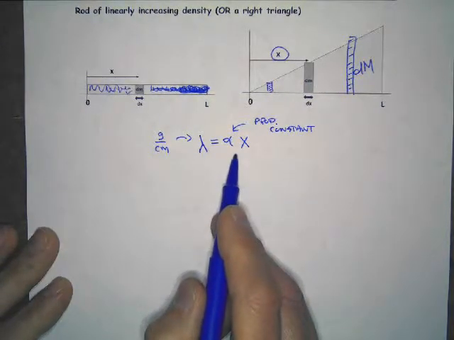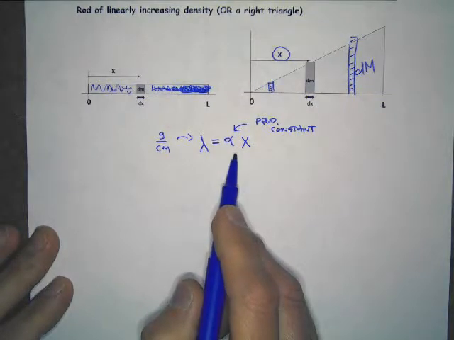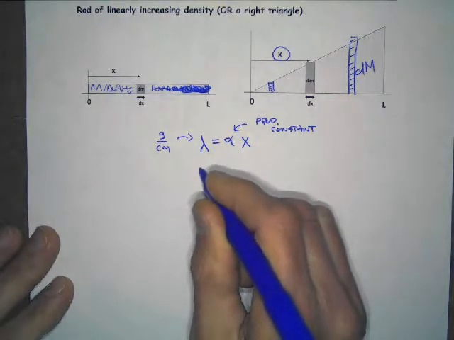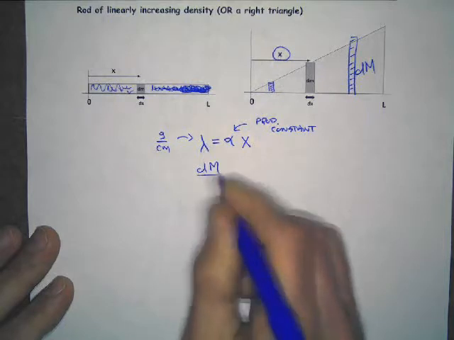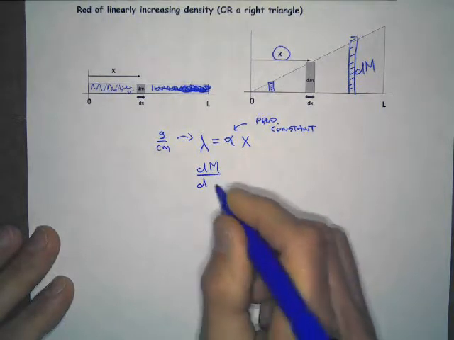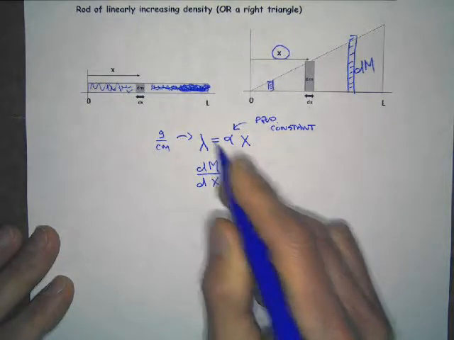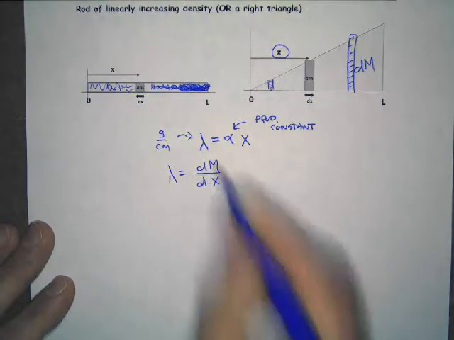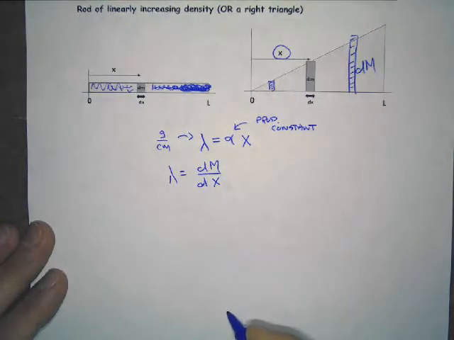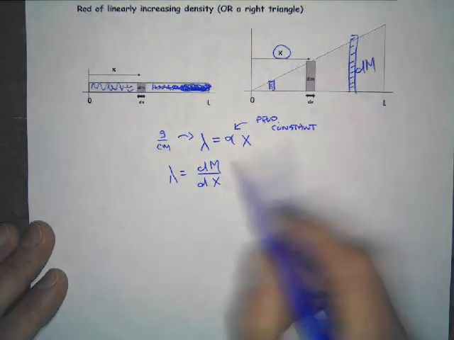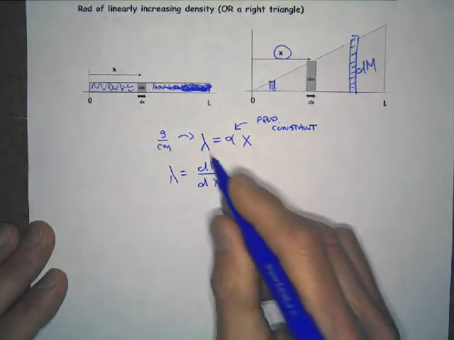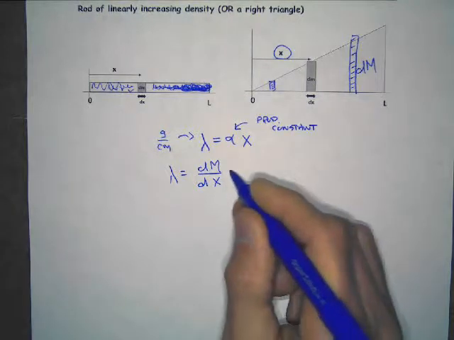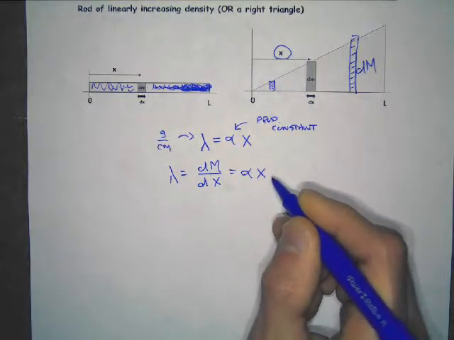The density is increasing in this particular way, and since lambda is equal to m over length, we would expect that dm over dx should also be equal to lambda, because whatever's happening along this thing is happening at every specific place. So I'm going to replace lambda with dm/dx, like we did before, and set that equal to alpha times x.